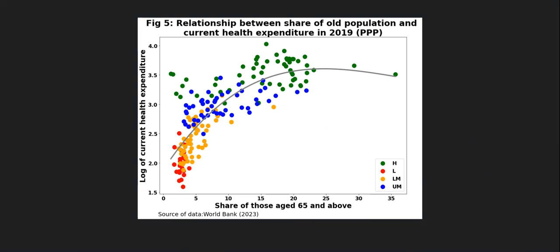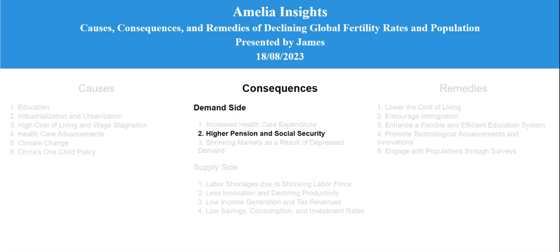Declining population is also associated with higher pension and social security. With higher pension and social security requirements, governments may be forced to raise the contributions from the working age population, increase taxes, lower payable pensions, or even borrow.